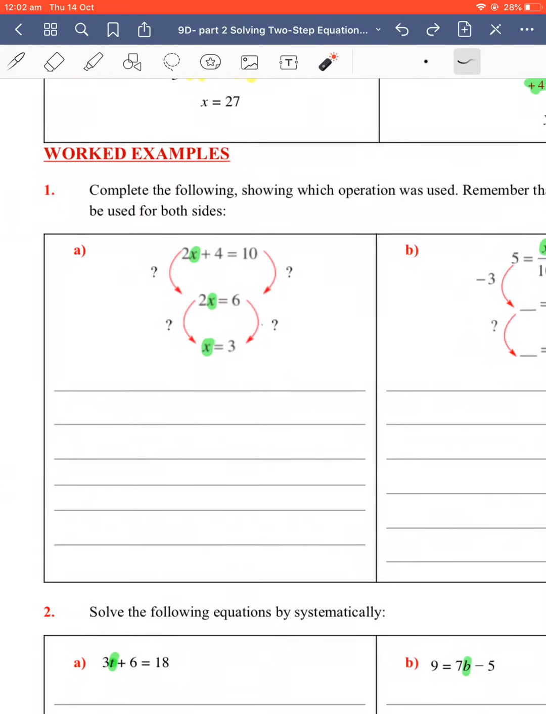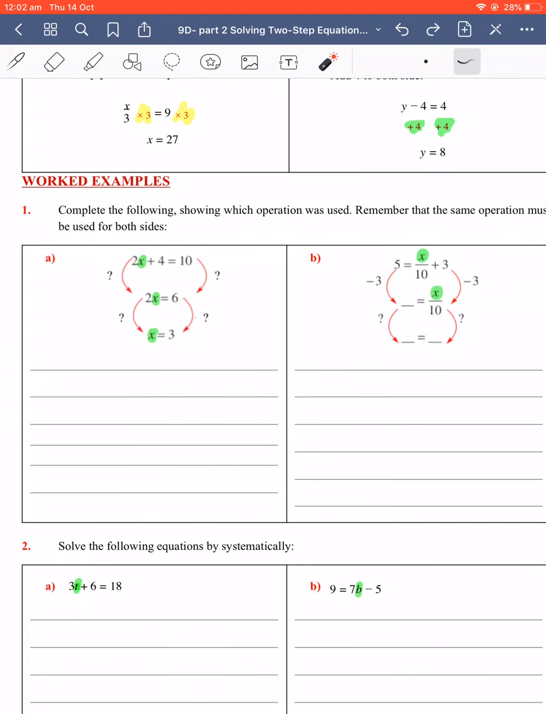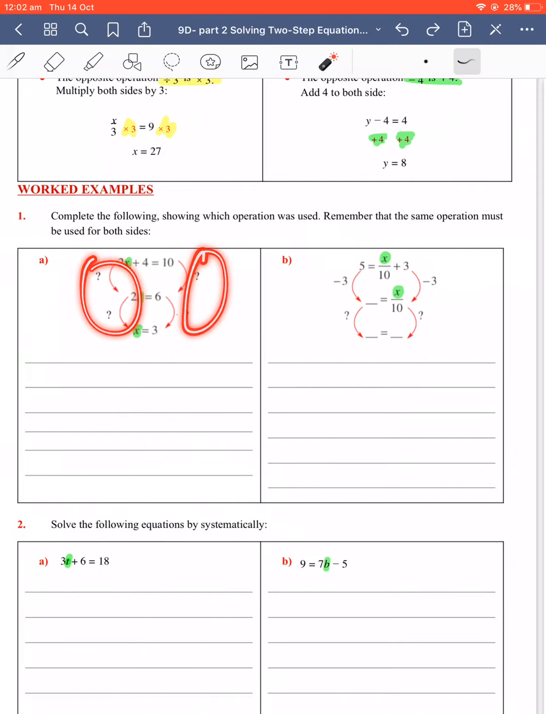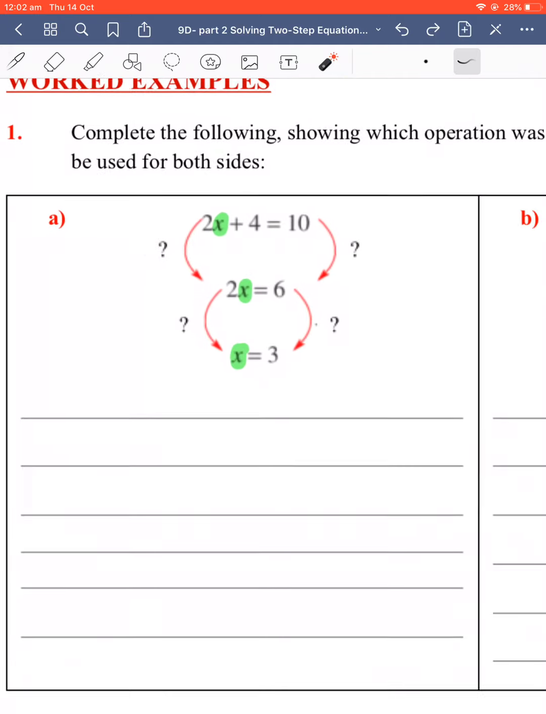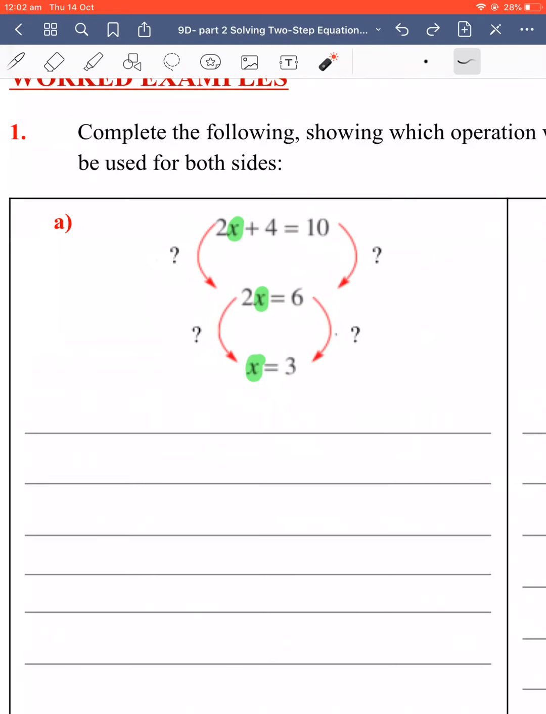Up to our worked examples now. For this one, complete the following showing which operation was used, so what's on the sides here. Remember that the same operation must be used for both sides. So two of these types of questions, let's go for it.